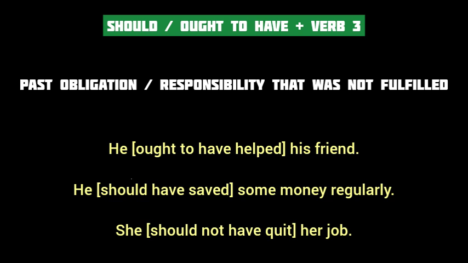What about the past modal should have and ought to have? They show a person's past obligation or responsibility that was not fulfilled, which may also mean it was advisable or better for a person to do something but he didn't do it. He ought to have helped his friend. This sentence shows that it was his obligation or responsibility to help his friend but he didn't do it. You should have saved some money regularly. It was better for you to save some money regularly but you didn't do it. The last example, she should not have quit her job means it was not advisable for her to quit her job, but she did so.